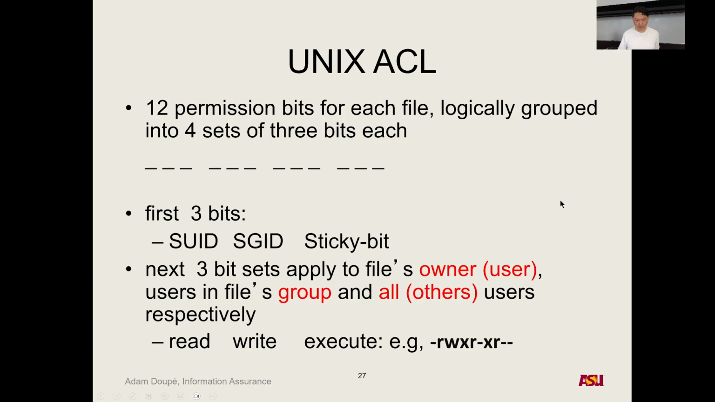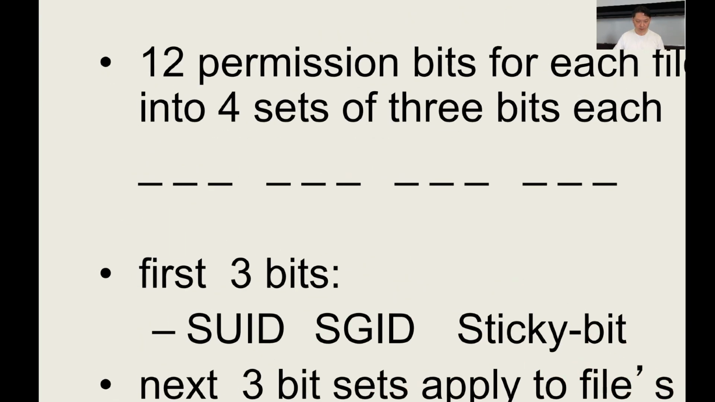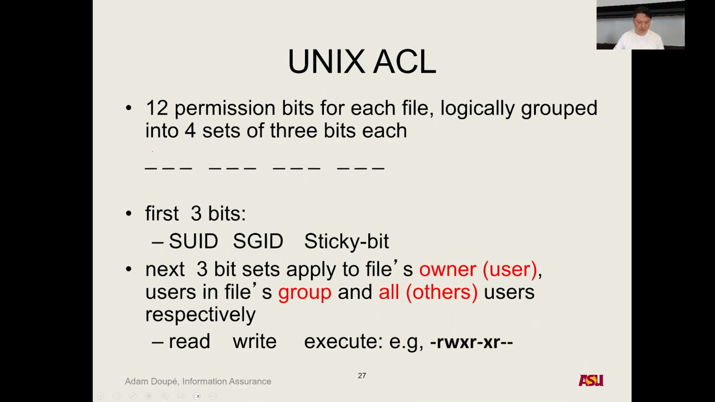Okay, in the Linux access control list, there are 12 permission bits for each file. They are logically grouped, not physically grouped, into four sets. The first 3 bits form an octal digit. There are 3 bits, right? In this case, all set, let's say. So what is the decimal?